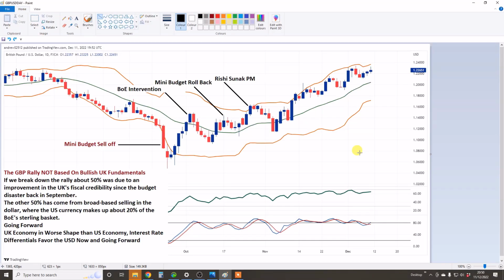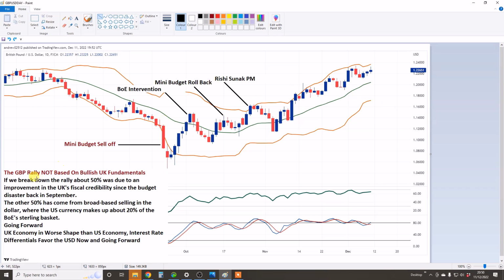Right, what we're going to do now is go and take a look at the chart, the logic of the trade. Right, we're on a chart of GBP USD. Now, in terms of the rally in sterling, from the low down here after the mini budget sell-off, that's nothing really to do with bullish fundamentals about the UK.